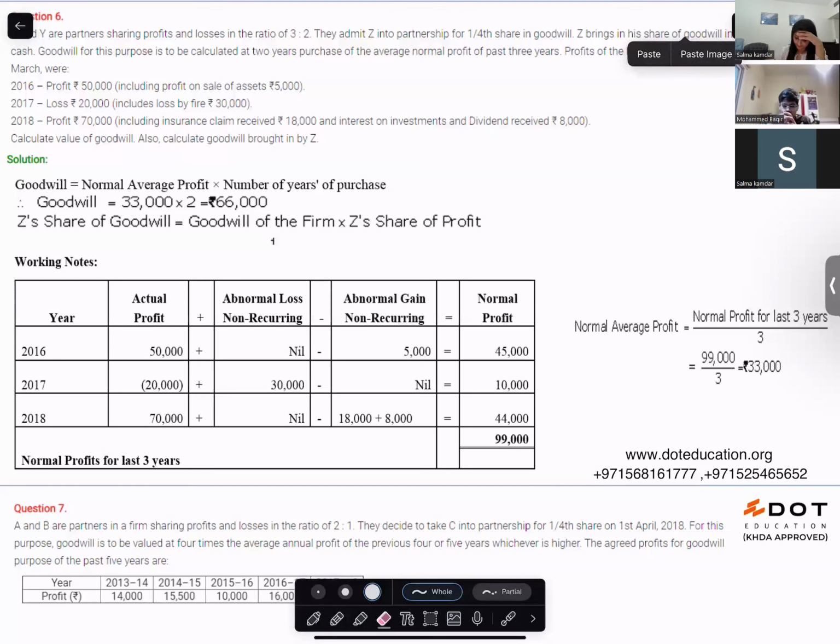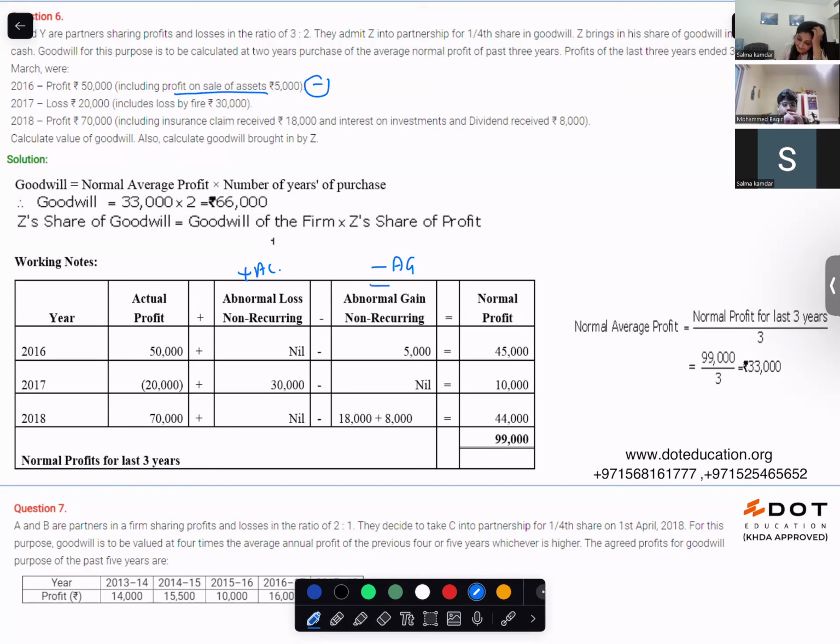Now see, what will you do? You will minus AG, right? Minus AG, add AL. Profit on sale of asset is abnormal gain. Minus. Loss by fire 30,000. It's abnormal loss. You will add. An insurance claim 18,000 and interest on investments.